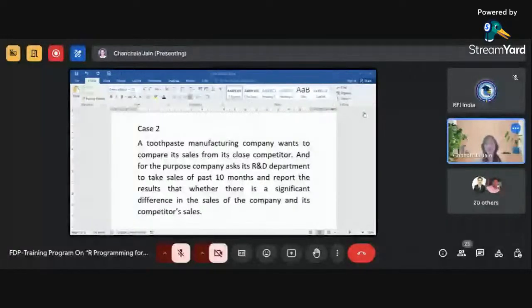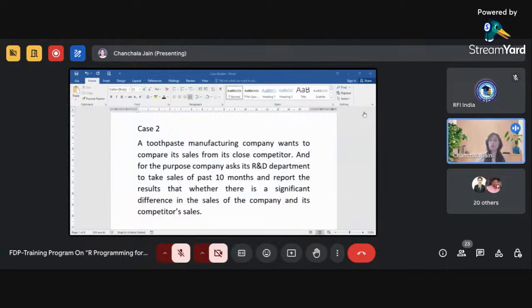Here in the last line it is written whether there is a significant difference in the sales of the company and its competitors' sales. I'm not comparing this company's own sales. I'm comparing the sales of the company and its competitors' sales. There are two different things, two different categories.